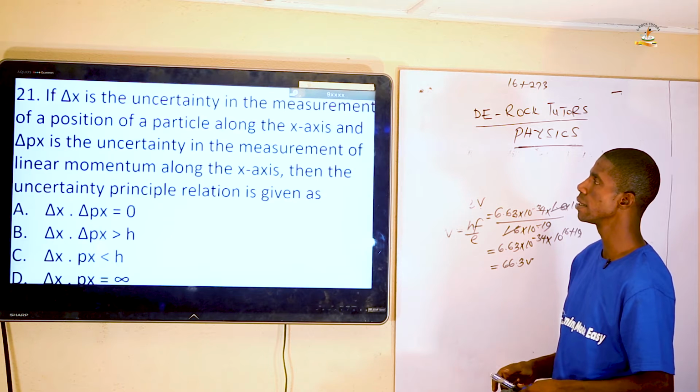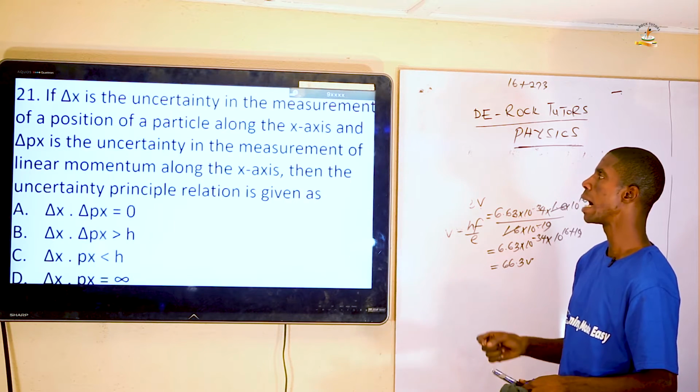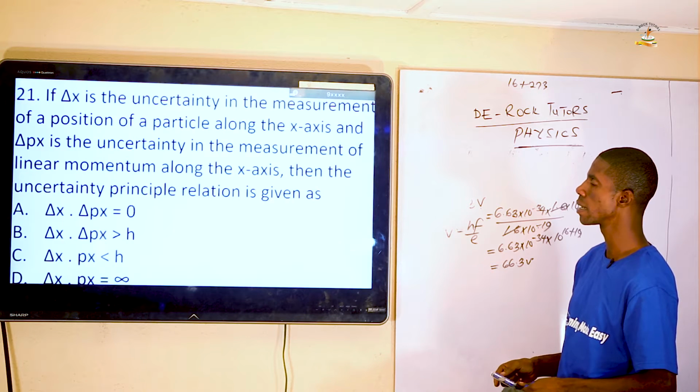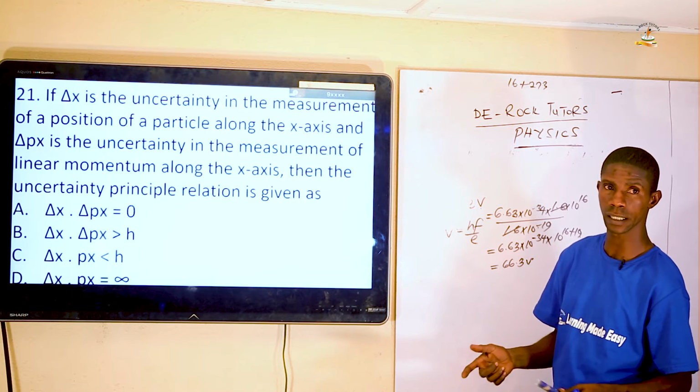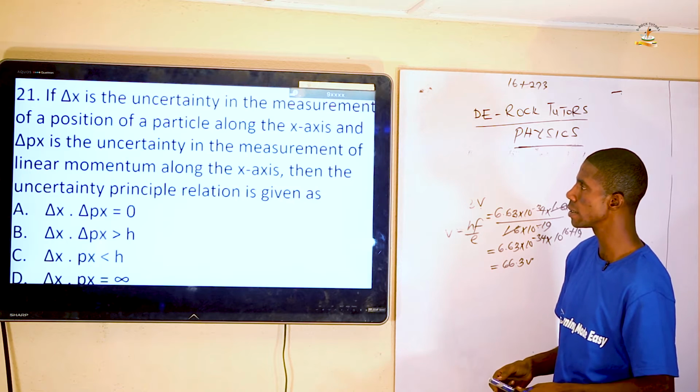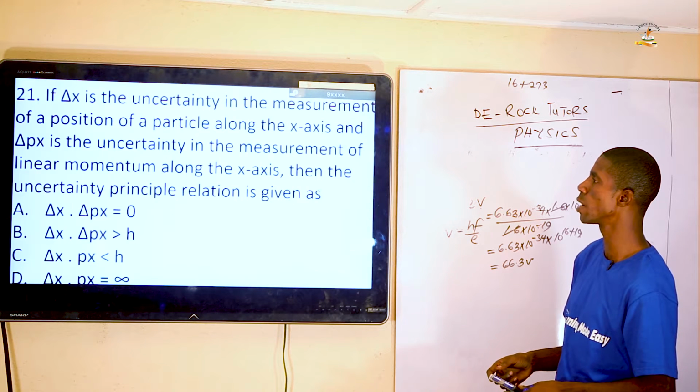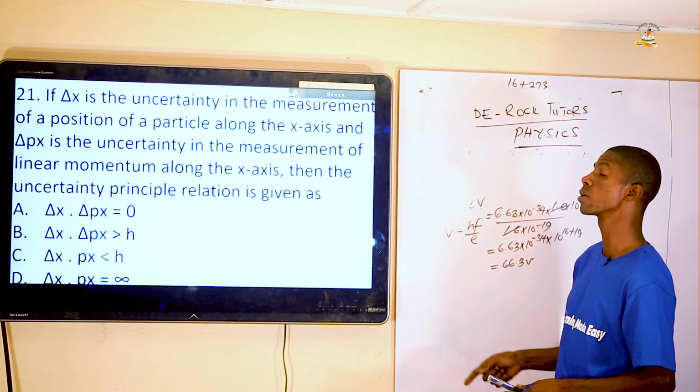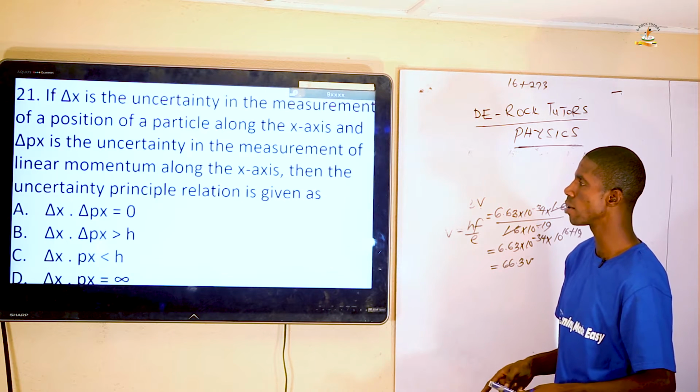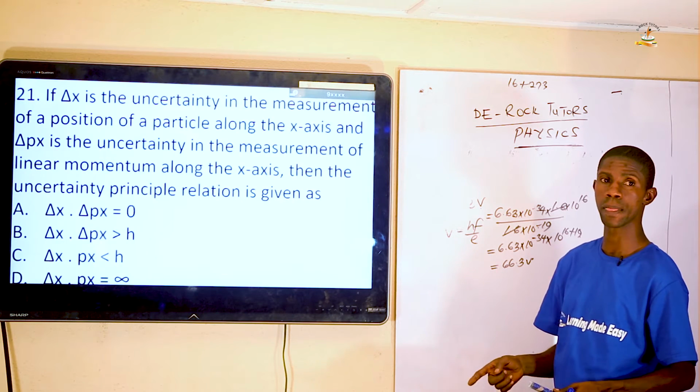Delta S is the uncertainty in the measurement of the position of a particle along the x-axis, and delta P, which is the change in momentum, is the uncertainty in the measurement of linear momentum along the same x-axis. Then the uncertainty principle is given by.